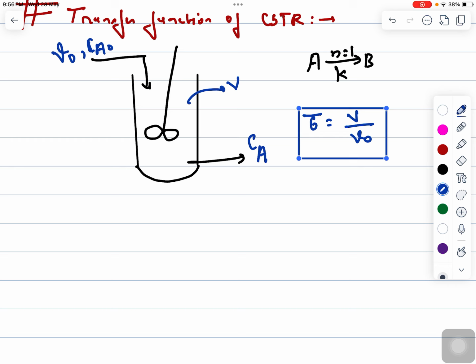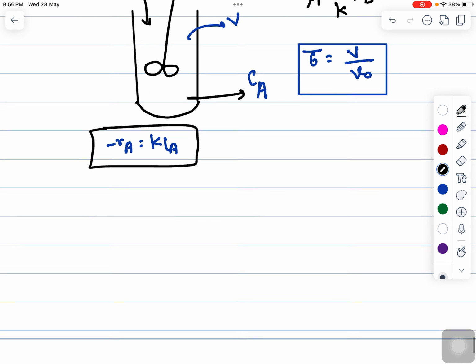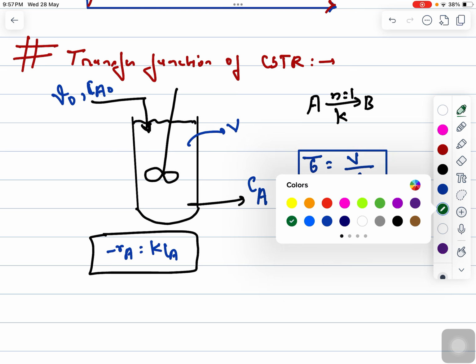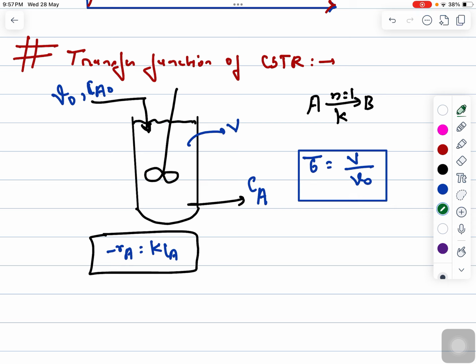Okay, so here you can see that if I am writing the reaction rate, minus ra, that can be written as k Ca, since I am assuming a first order reaction for the simplest case. That's why I will be deriving these things for this. And also I am assuming a constant volume reaction system, CVRS, where volume is not going to vary. That means I am considering a liquid phase reaction where A and B, reactant and product, are both in the liquid phase.